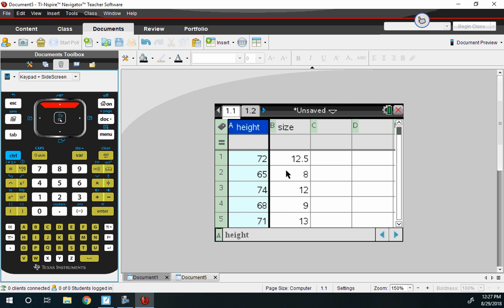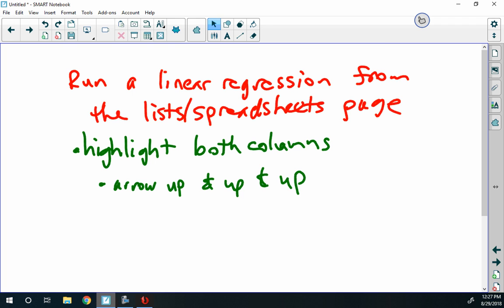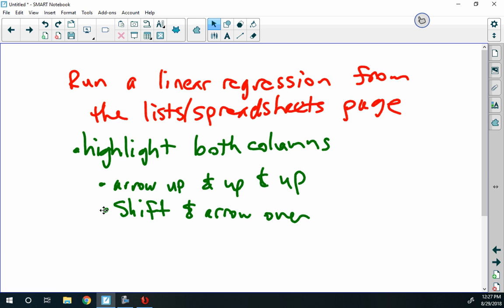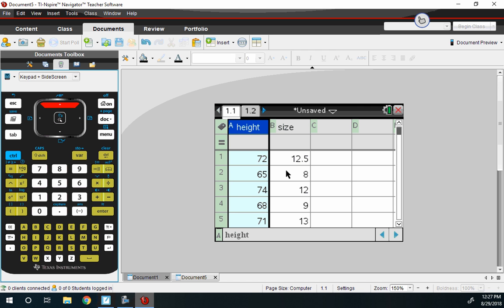Isn't that cool? So what you need to do now is you need to press shift, and then arrow over. And that'll highlight the other one too. Okay? So we've got the one highlighted. We're going to press shift. Do you see where shift is? Right above the 7. Shift and over. It highlights the other one. You got that going on?